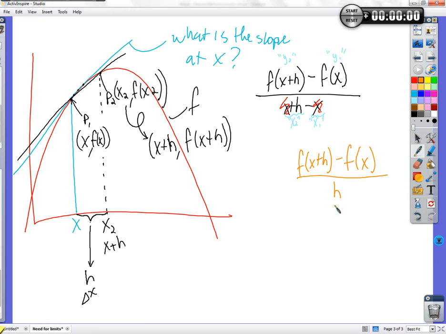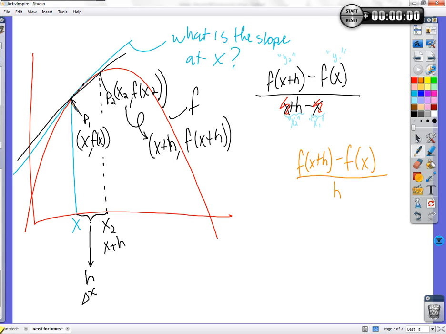You said secant line? What is the difference between secant and tangent? Okay, a secant line goes through two points, one, two. And since we're using this other point, it'll always be secant. But the closer P2 gets to P1, the closer the secant is to the tangent. Okay, all right, so back to the pigtail thing.